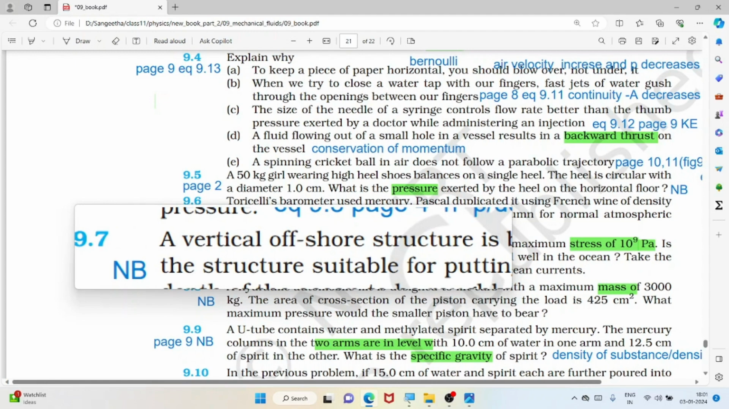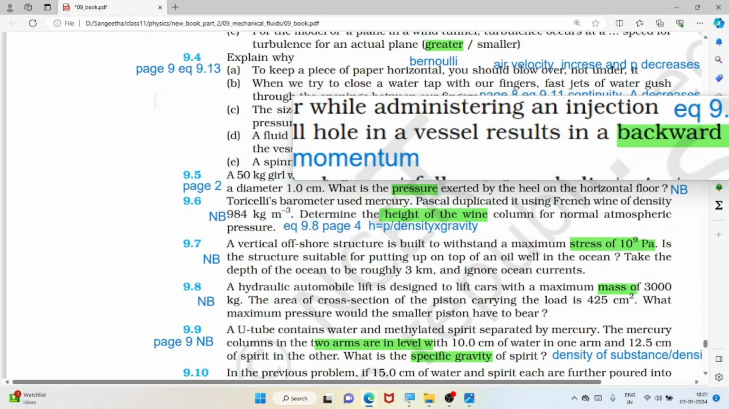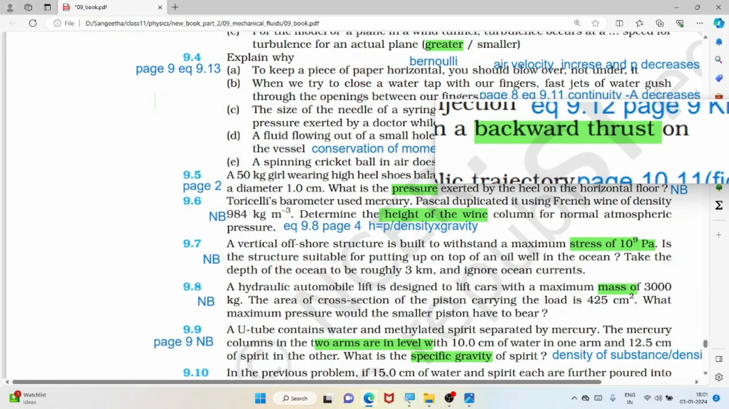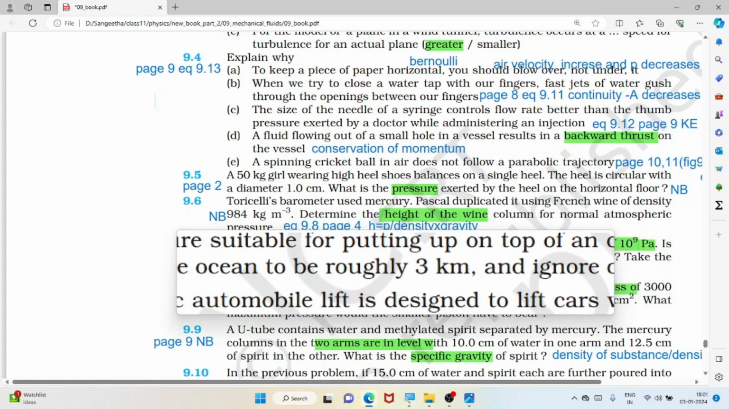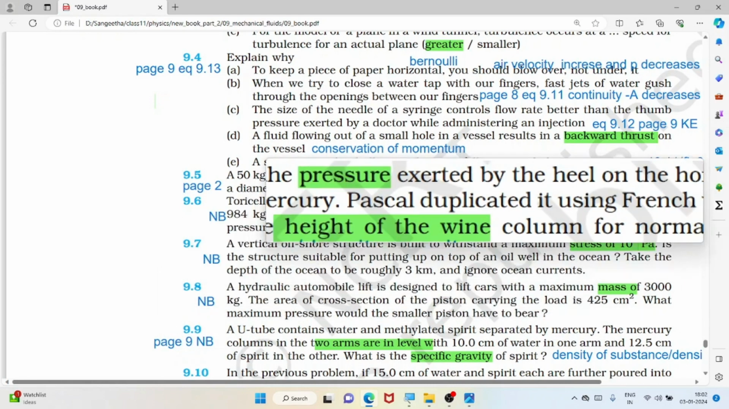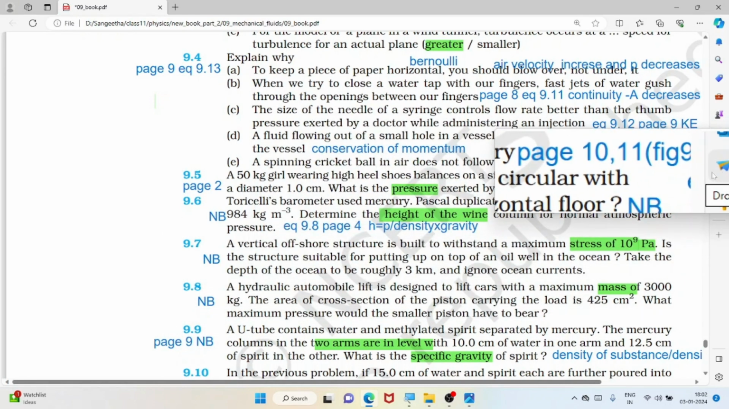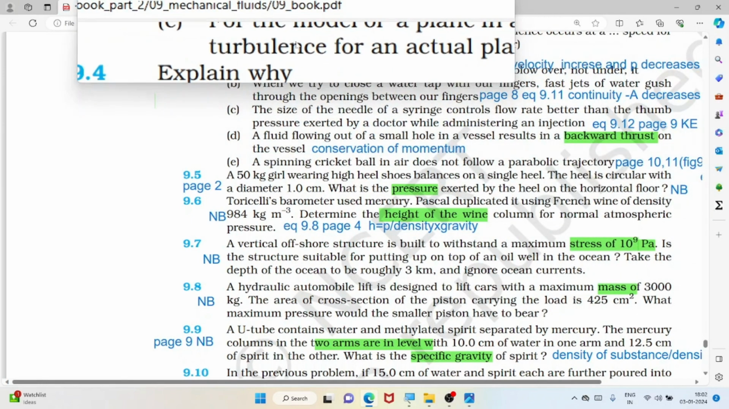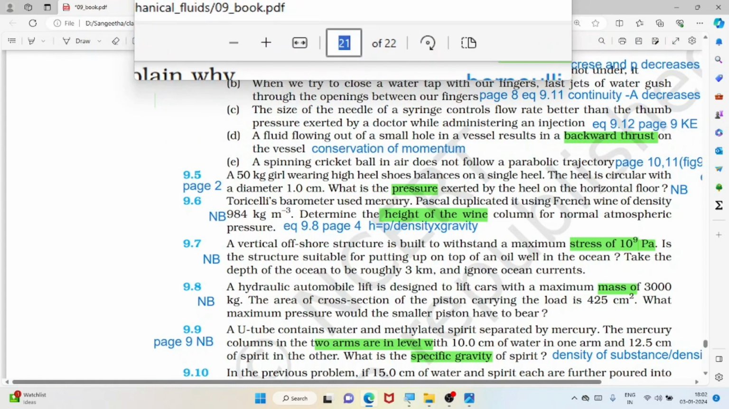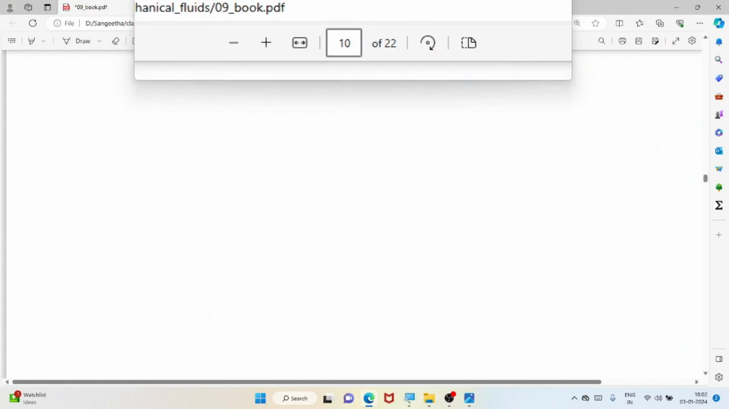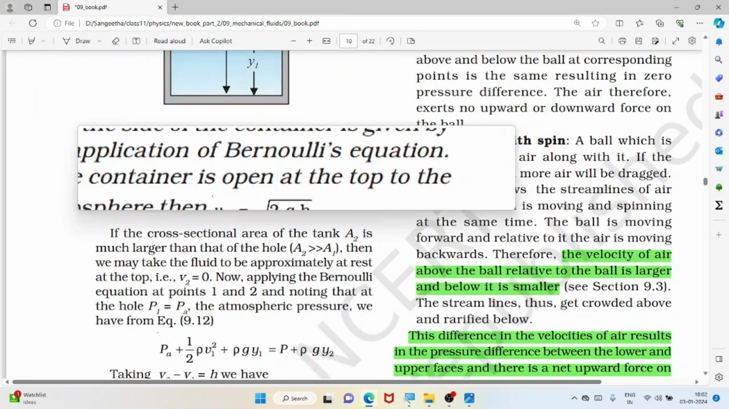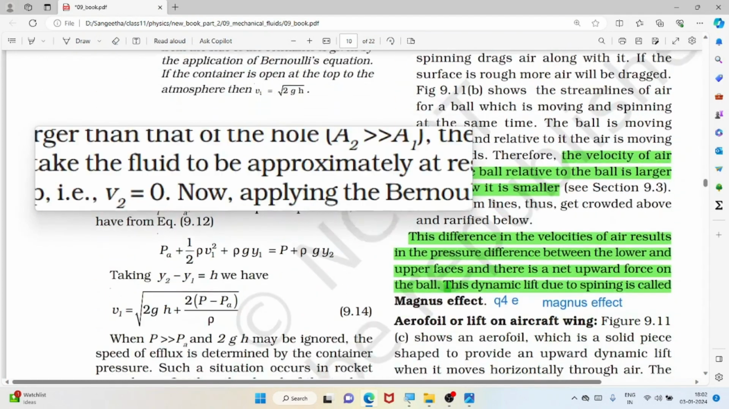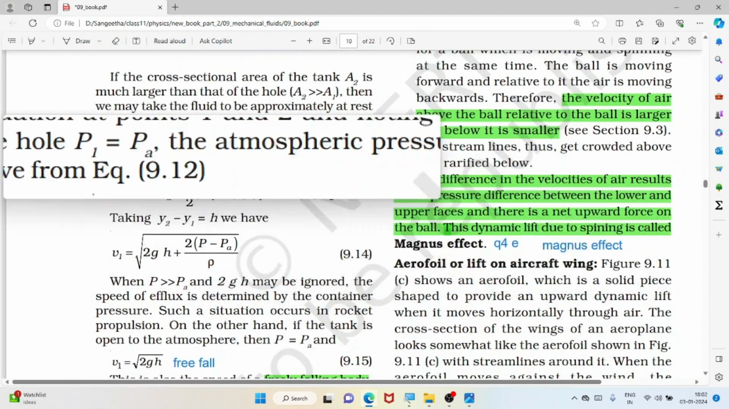A fluid flowing out of a small hole in a vessel results in a backward thrust, that is conservation of momentum. A spinning cricket ball in the air does not follow a parabolic trajectory because of the Magnus effect. I already showed you. See here, the ball moving with spin, due to this Magnus effect.